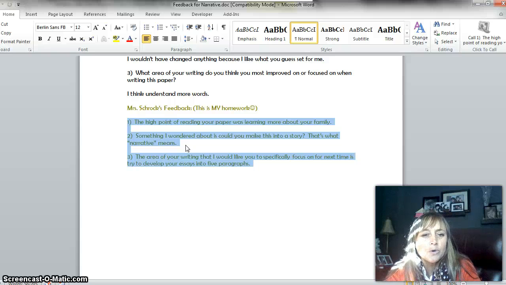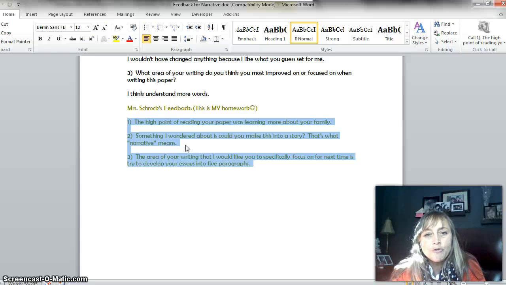Because you make it into a story. That's what narrative means. Another wonder about statement you can make is, oh, I wondered how this situation turned out for you, or I wondered about your source that you used. Was it a solid source? You know, think about things you could ask students about their writing.